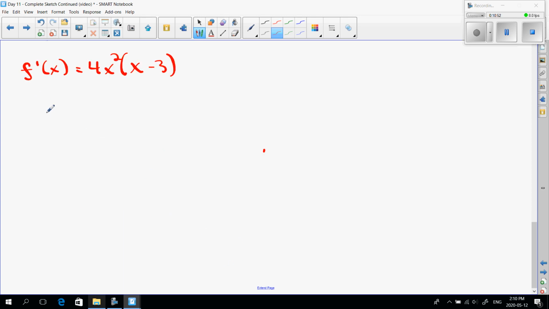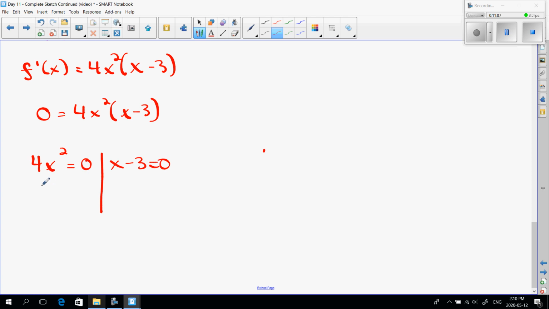Now, I'm going to set this equal to 0, and I am going to solve for x. So I'm going to take each factor and set it equal to 0. And I'll solve. Divide both sides by 4 over here, and I'll get x squared equals 0. Take the square root of both sides. Okay, the square root of 0 is 0.